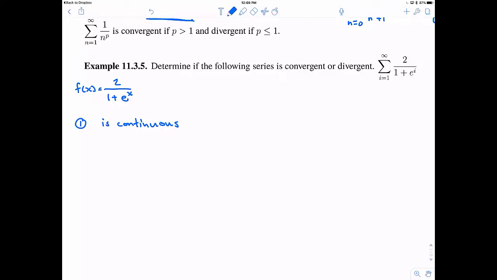So it's continuous, it's positive, right? And that's again because e to the x is always greater than 0. Add 1 to that, it's still going to be greater than 0. 2 is greater than 0, so again, everything's greater than 0 here. Dividing by two positives, you still get a positive.